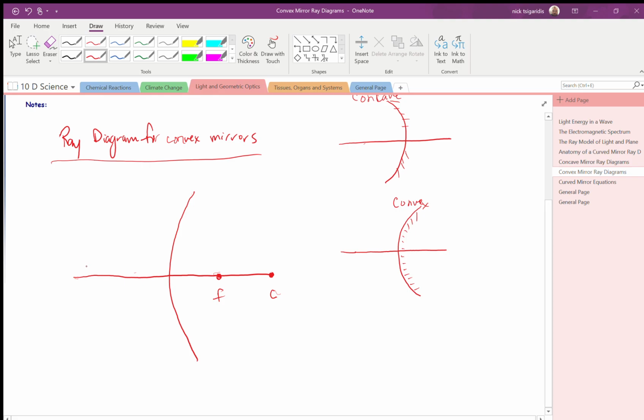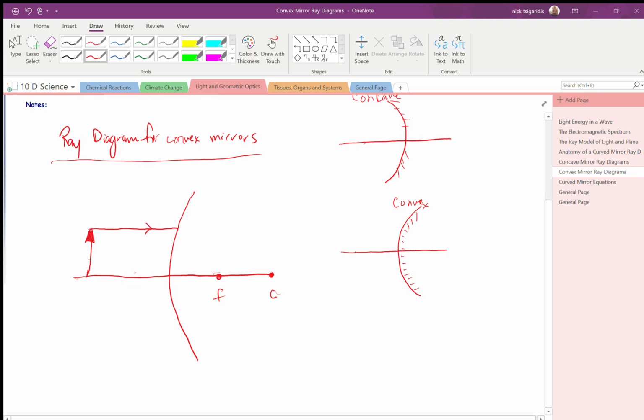So let's say I place, and you can place your object anywhere, it doesn't matter. Let's say I place my object right here, and make it any height, and we're just going to follow our rules. This should actually be touching the principal axis, but anyways, my first rule is you're always going to have a light ray that runs parallel to the principal axis, and it will strike the mirror.